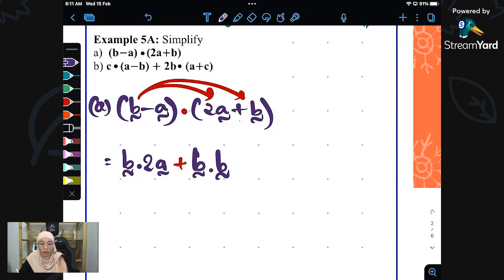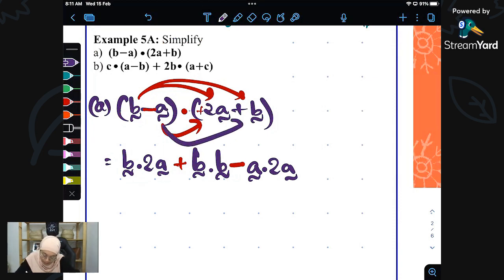Okay, there must be a dot there. We cannot remove the dot. The dot is compulsory because this is a dot product. Okay, this is dot product. Remember that. Okay, the next one is we have here negative, positive. So it's going to be negative. What do we have here? A dot 2A vector.